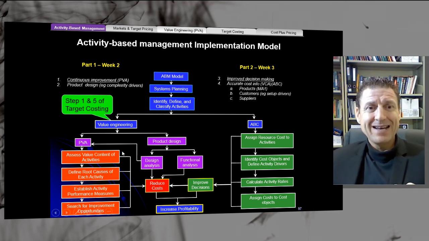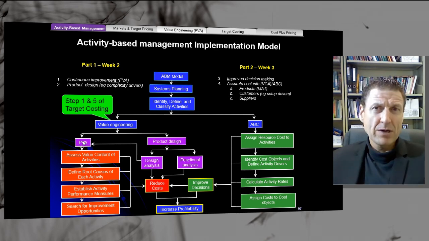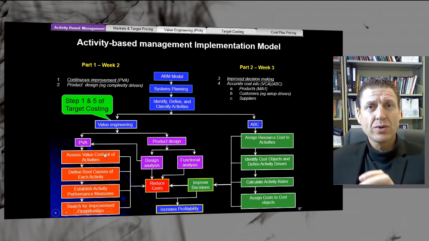And then over here we have process value analysis, where we're focusing more on continuous improvement of cost down, cost down, cost down, by looking at all of the processes and assessing which of these processes are adding value and which are not adding value, and defining the root causes of the activities. Is there some way that we can minimize the resources consumed by a particular activity?